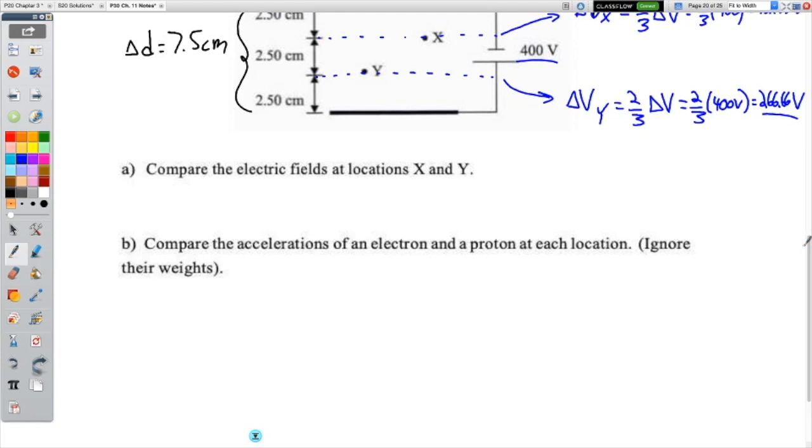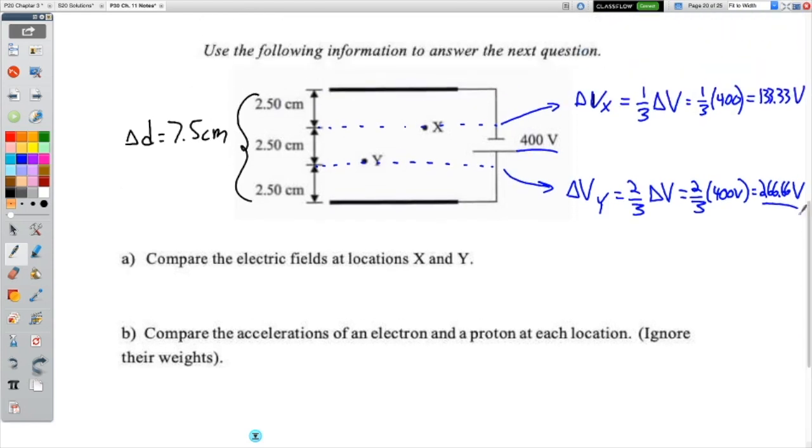Okay, so let's compare the electric fields at locations X and Y. Now, this is a good question for understanding it first in terms of theory, and then if we really want, we can go and prove it mathematically. So I'm going to ask you, what's the difference between the electric field between these two parallel plates at location X and at location Y? Take a second, think about it.